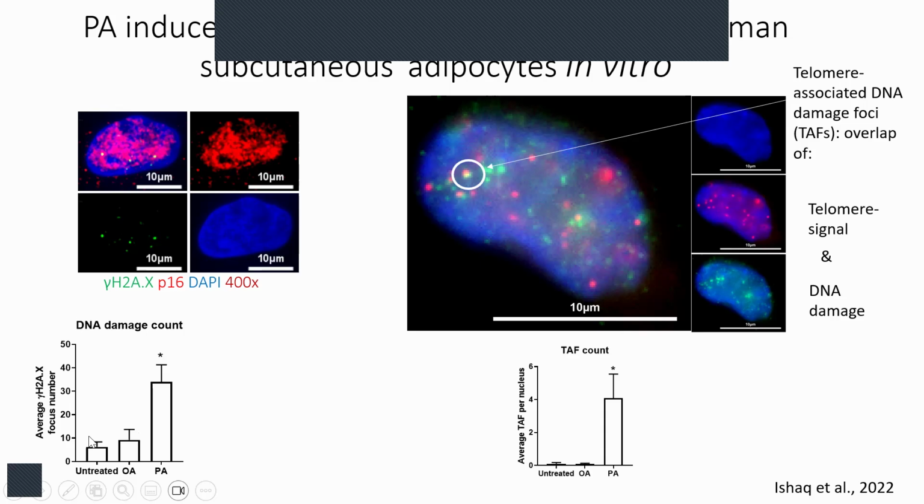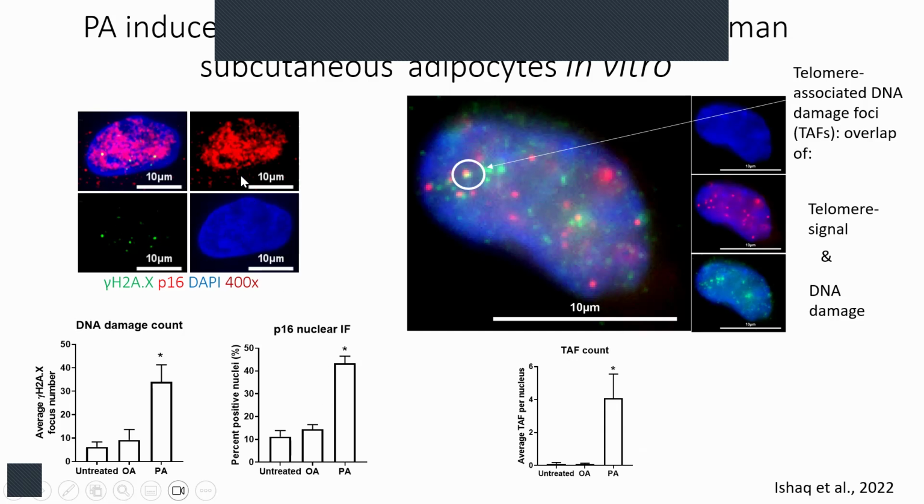And while the increase here is fourfold, here you can see we have hardly any telomere-associated foci, but with PA there is more than 40-fold increase. And also for the P16, here shown in the red signal, it is very similar to what we found for the DNA damage. P16 is a rather late senescence marker, and again, OA doesn't show any increase, but PA does.